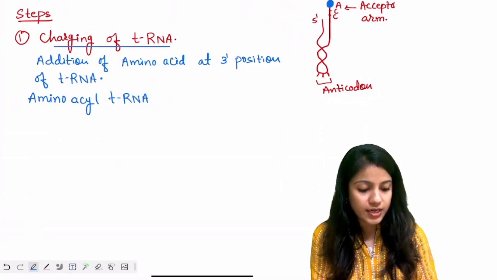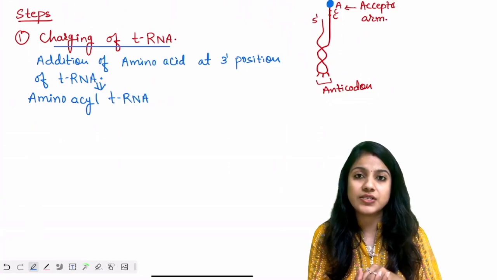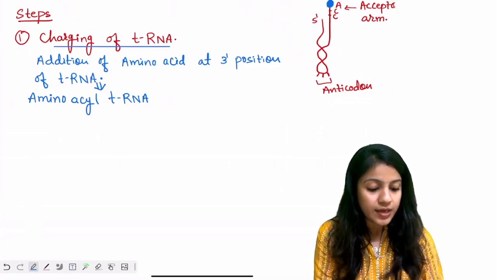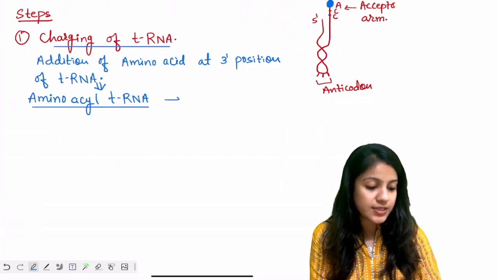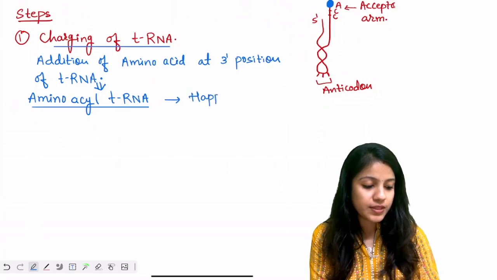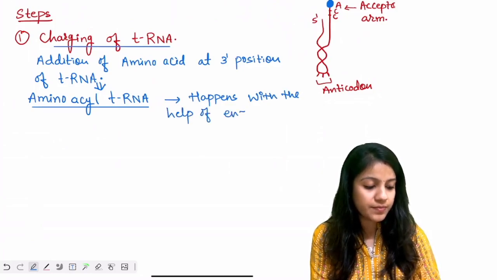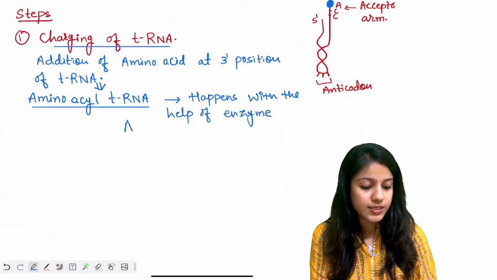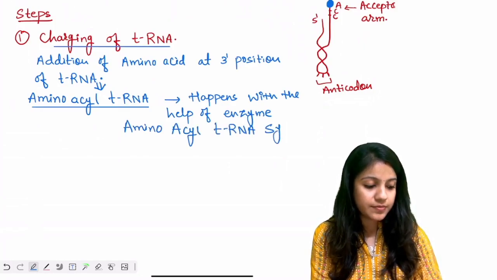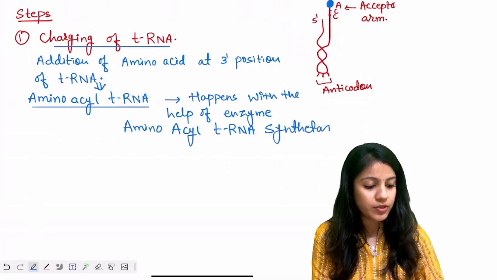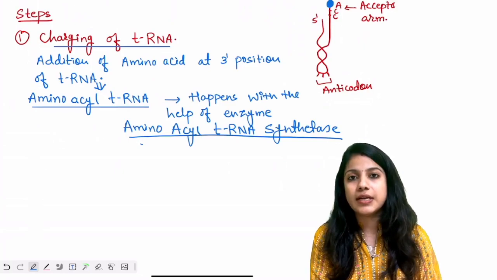The charged tRNA, when amino acid gets attached on the 3 prime end of the tRNA, that tRNA is called as what? Amino acyl tRNA. This process happens with the help of, of course, enzyme. With the help of enzyme, amino acyl tRNA synthetase. So this enzyme will be used for the formation of amino acyl tRNA.